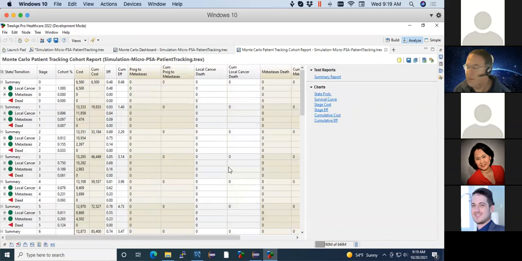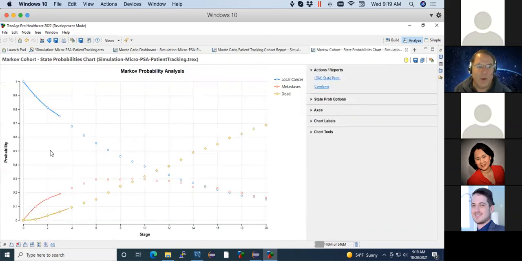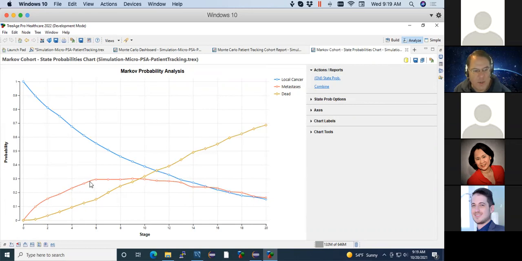And there it is. Now I can see what happened to my patients over time. This is all the patients aggregated. And here's my flow of patients amongst the states. Don't be distracted by these jagged lines. I should really be running more patients, and then things would start to smooth out. But essentially, those things aren't really changed.